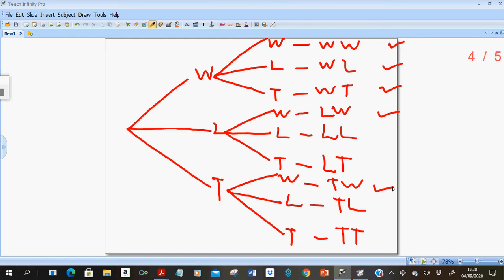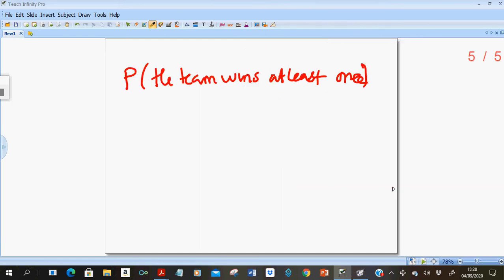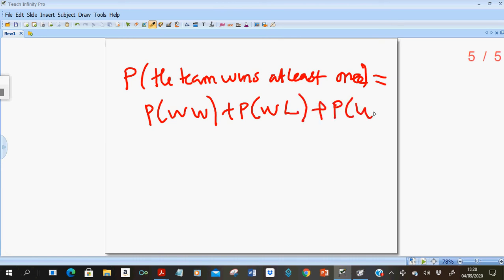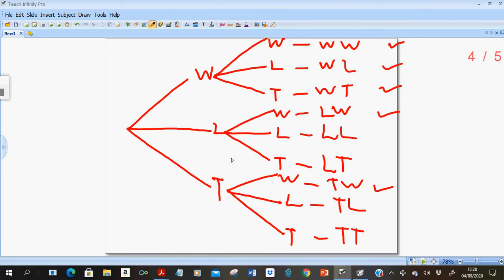Okay, so this gives us the probability of win-win plus the probability of win-lose plus probability of win-tie plus probability of lose-win, and finally the probability of tie-win. Okay, so there's something that we have not added on our tree diagram, and those are the probabilities.